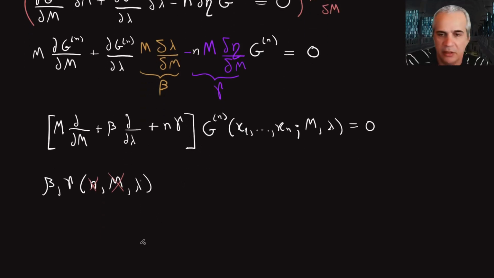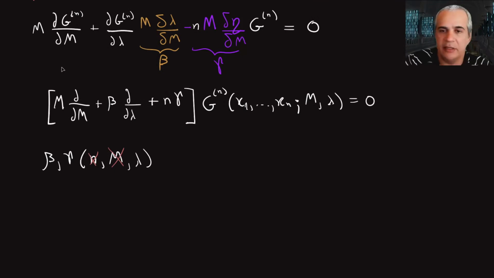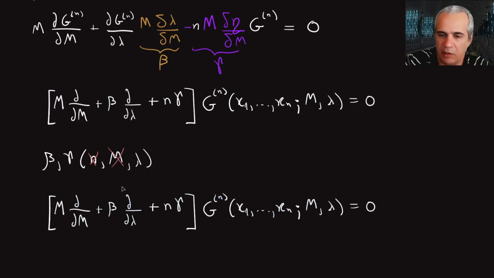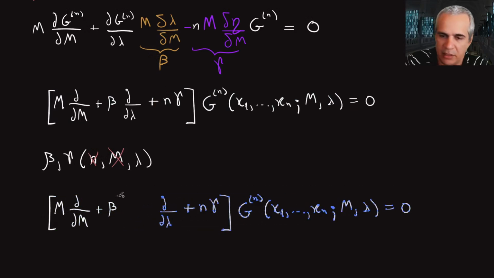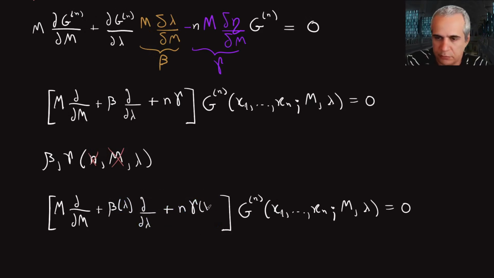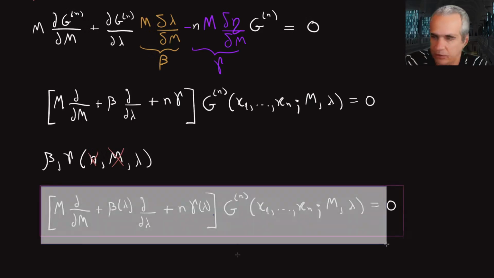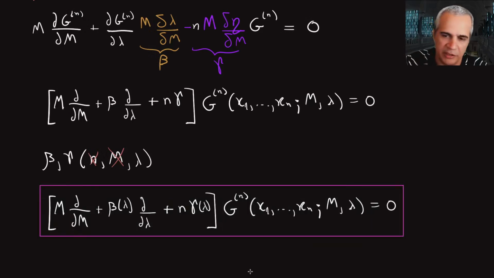Which allows me to finally write these more explicitly, just so we remember what beta and gamma are all about. Beta is a function of lambda. That's what this means now. Same for gamma. And now we get what we wanted, which is the Callan-Symanzik equation.